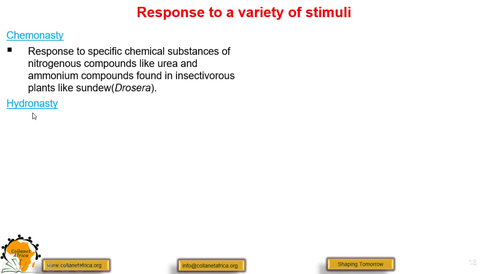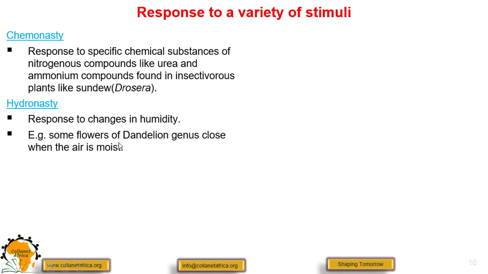The other one is hydronasty. When you hear hydro, what should come to your mind is response to a source of water or moisture, which we also call humidity. For example, some flowers of the dandelion genus close when the air is moist. That means there is some water in the atmosphere.